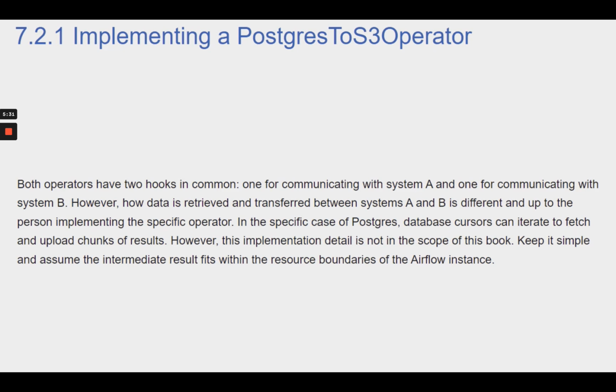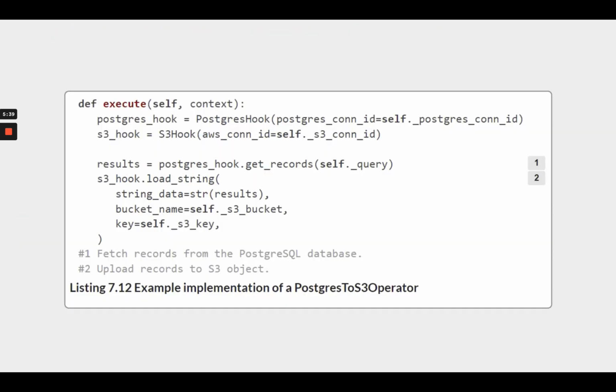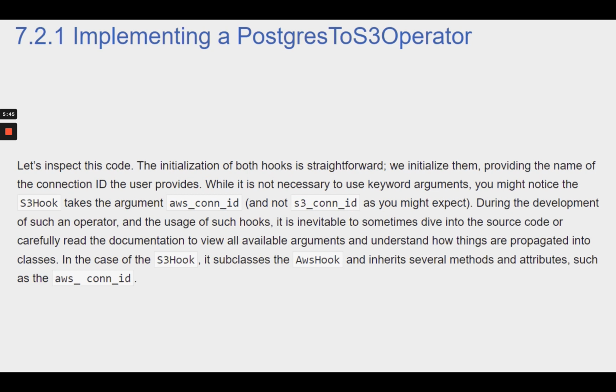However, this implementation detail is not in the scope of this book. Keep it simple and assume the intermediate result fits within the resource boundaries of the Airflow instance. A very minimal implementation of a Postgres to S3 operator could look as follows.